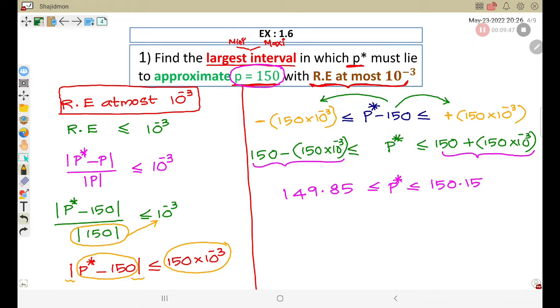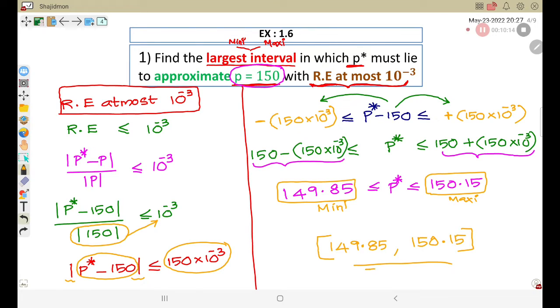See, p star is only in the middle. So this is the maximum value of p star and this is the minimum value of p star. That means if we write it like an interval, we can write the interval like minimum is 149.85 and maximum is 150.15. So this is the largest interval in which p star must lie, p star minimum and p star maximum.